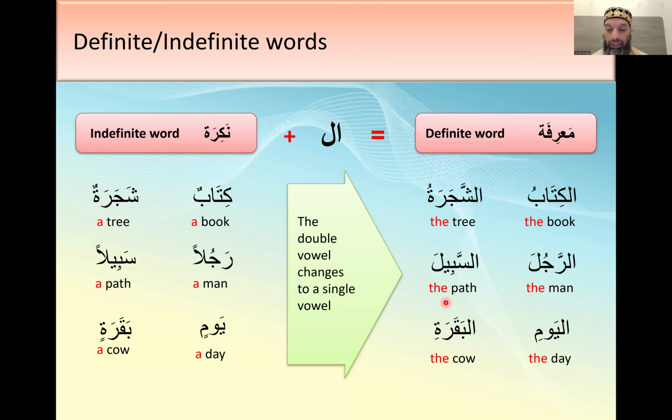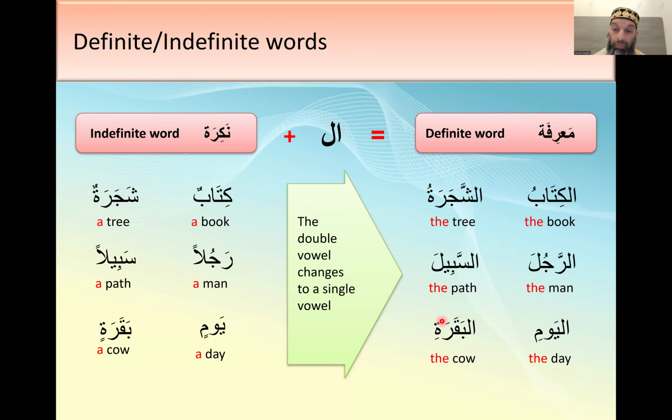Okay? Last one, yawmin. This is an example of a noun that has two kasras on it, two zairs on it. Yawmin, a day, becomes al-yawmi, the day. Baqaratin, a cow, becomes al-baqarati. Okay? Main thing, the al comes, it means the. And it's going to cause the ending to become single.